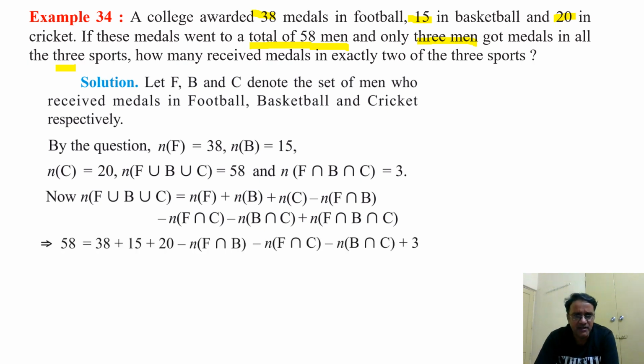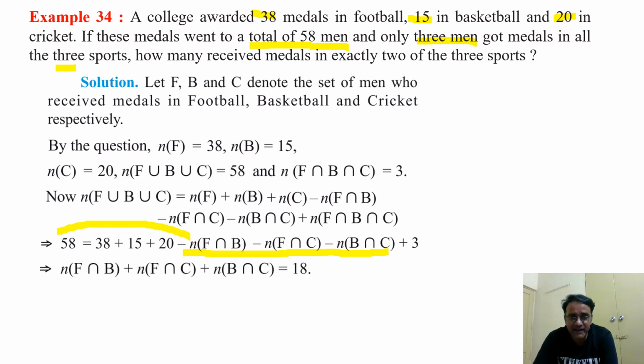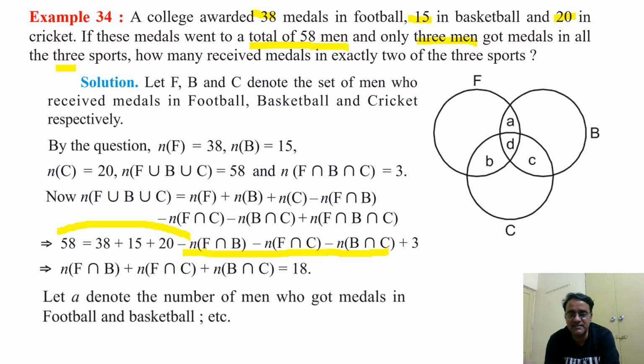Okay, and we are going to find the sum of all these 3. So all these are negative. If we shift this to this side, it will become plus. And what are we going to get? Total 38 plus 15 plus 20 plus 3 also, then minus 58, we will get total 18.